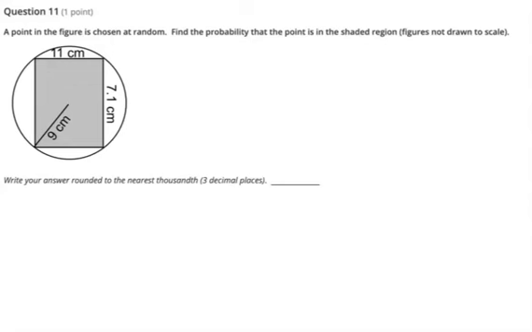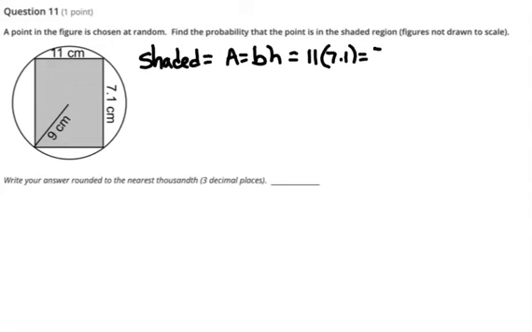Probability given a picture. You got to get the shaded area and the total area and divide those two. A point in the figure is chosen at random. Find the probability it's in the shaded region. The figures may not be drawn to scale. So the total area, okay, we can start with the shaded. That's actually fine. So the shaded area is just a rectangle, and that's base times height, with a base of 11 and a height of 7.1. So we're just going to multiply those two. We get 78.1. And that's going to be the top of our fraction.